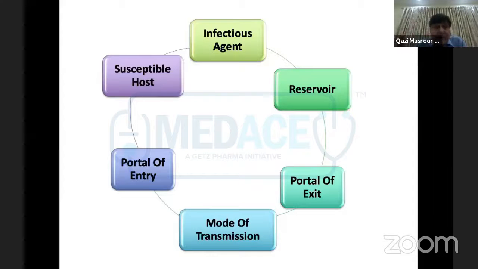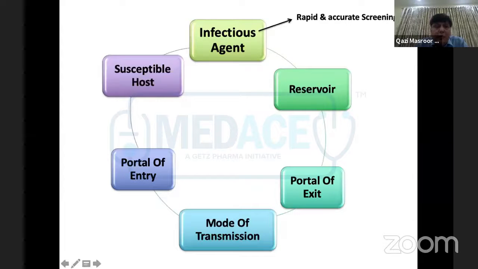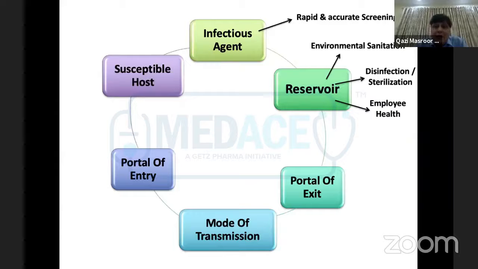So these are the infectious agent, reservoir, portal of exit, portal of transmission, portal of entry, and susceptible host. I'll be completing this in these 4 or 5 slides. If you talk about the infectious agent, we should have screening of all the indoor patients if we want to break the chain at this level. When we talk about the reservoir, we should be talking about environmental sanitation, disinfection and sterilization. And we should be collecting evidence of how many people in hospitals are infected with HBV and HCV infection, so that we have data on how many employees have it.